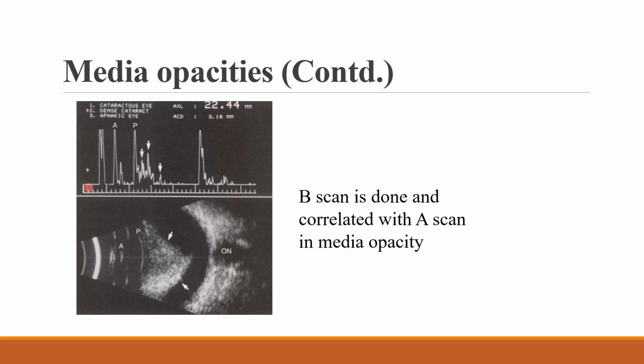Here we see the A-scan and below it the B-scan picture. In the A-scan we see some spikes like A, P, and the other spikes. And here we can see the opacity.